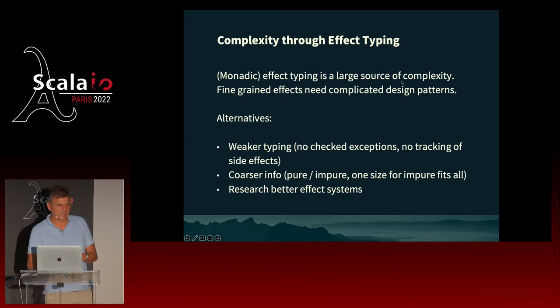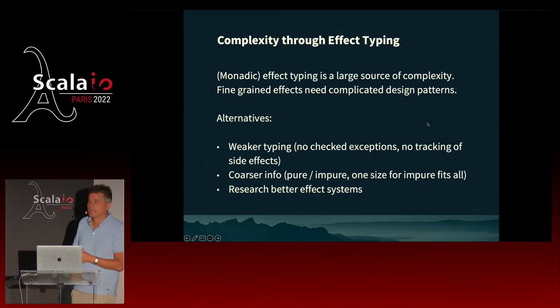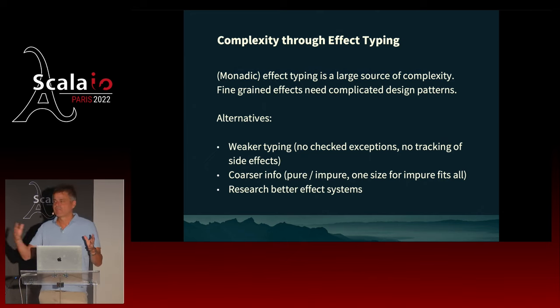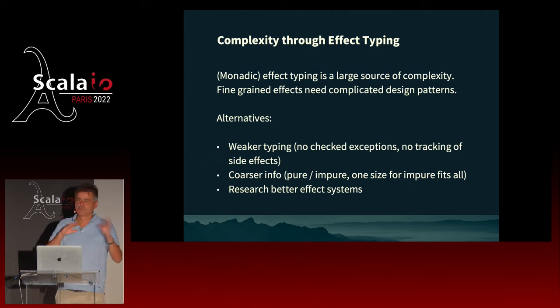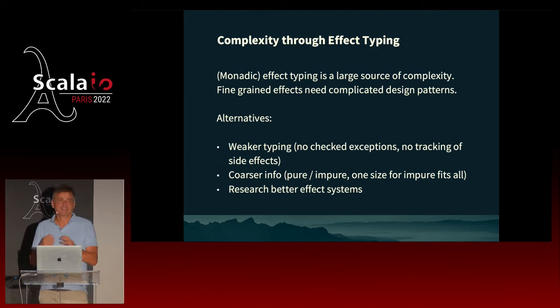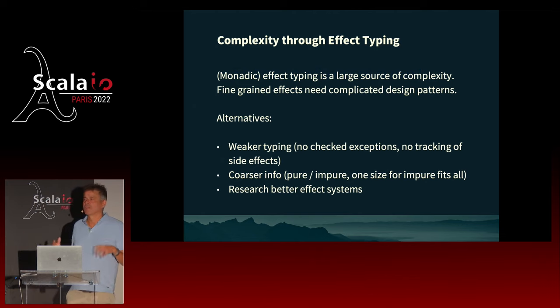Monadic effect typing is, I think, admittedly a large source of complexity, because fine-grained effects need complicated design patterns. It also tells you there's a problem with these design patterns: they shift every 2 years, and a new set is proposed because the old set has been shown to be too complex. So there have been free monads, and monad transformers, and there's finally tagless, and essentially every 2 years there's another one, but none of them is easy. None of them is really easy to understand for a newcomer.